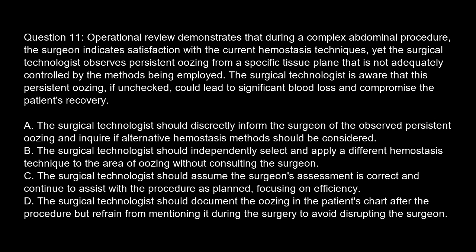Option A. The surgical technologist should discreetly inform the surgeon of the observed persistent oozing and inquire if alternative hemostasis methods should be considered. Option B. The surgical technologist should independently select and apply a different hemostasis technique to the area of oozing without consulting the surgeon. Option C. The surgical technologist should assume the surgeon's assessment is correct and continue to assist with the procedure as planned, focusing on efficiency. Option D. The surgical technologist should document the oozing in the patient's chart after the procedure, but refrain from mentioning it during the surgery to avoid disrupting the surgeon.